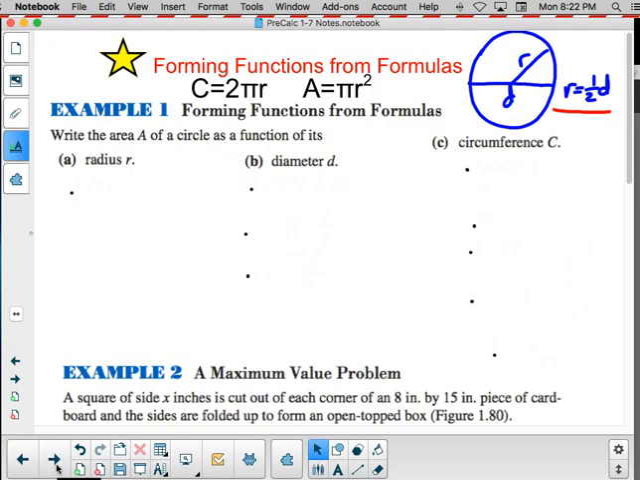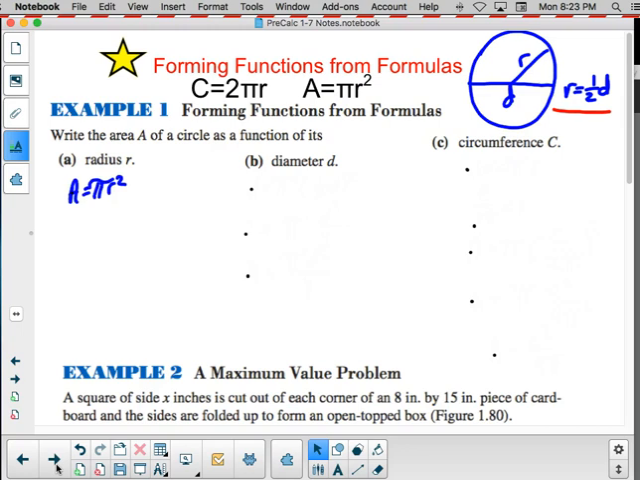Number one, we're going to form functions from formulas. Example one, forming functions from formulas. Now as a reminder, circumference is 2 pi r, area is pi r squared. Now write an area A of a circle as a function of its radius. Area as a function of its radius is pi r squared.